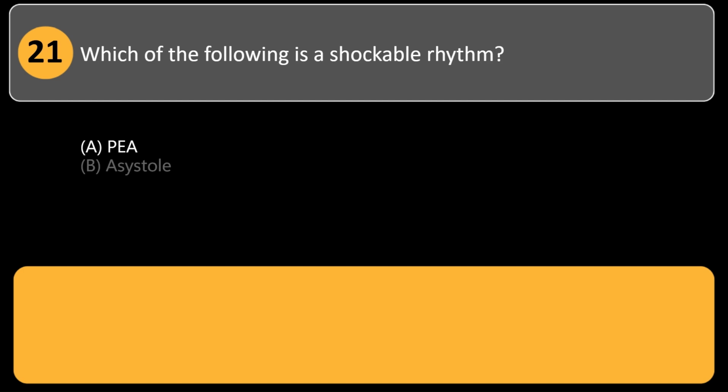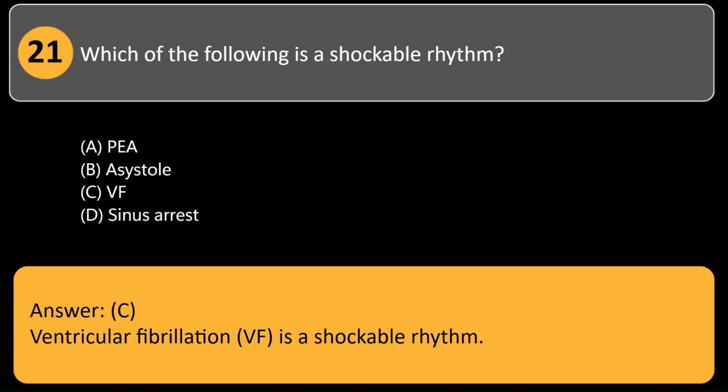Which of the following is a shockable rhythm? A. PEA. B. Asystole. C. VF. D. Sinus arrest. Answer: C. Ventricular fibrillation, VF, is a shockable rhythm.